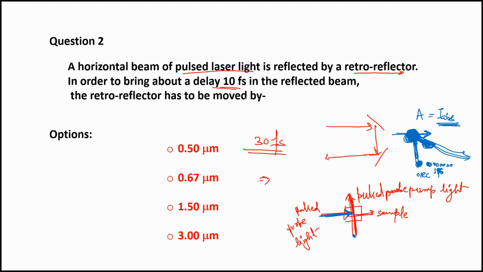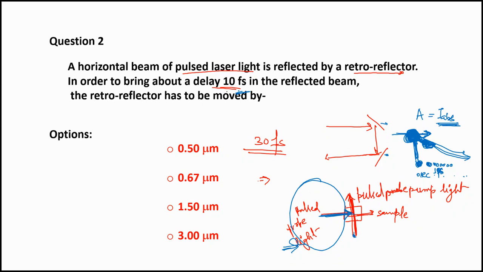Now this 10 femtosecond delay, what is it? This is what I was talking about here: 1 picosecond, 2 picosecond. Here we are considering femtosecond. Earlier I told you, if you want a delay of 10 femtoseconds, you have to move this retro reflector some distance, so that this pulse probe light is delayed a bit. There would be some time lag between the incidence of the pulse pump light and the incidence of the pulse probe light.